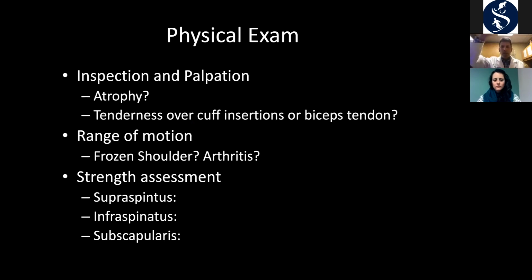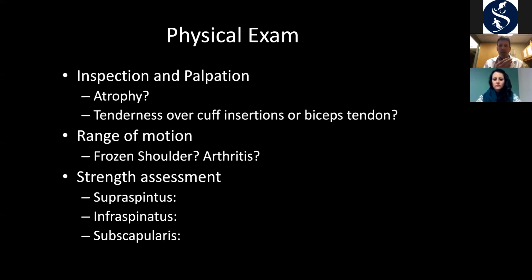And then we just want to check your range of motion, make sure you don't have other things going on like a frozen shoulder. I had a gentleman in the office today, he had a rotator cuff tear, but he also had a frozen shoulder where he's so stiff he can hardly move his shoulder. The other cause of loss of motion in the shoulder is arthritis, so we want to rule that out as well. And then we do a good strength assessment.